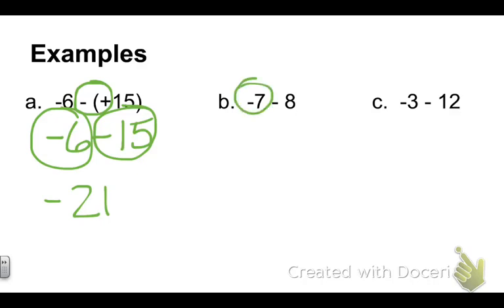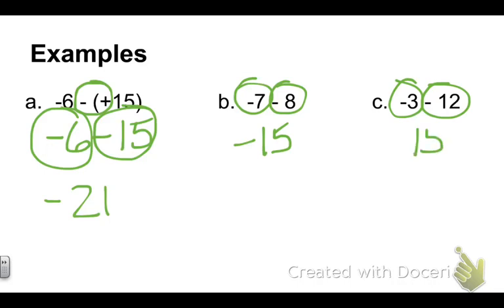Example B, negative 7, negative 8. They're the same signs, so add them. 7 and 8 is 15. Use that same sign. It's a negative 15. Example C, negative 3, negative 12. Same signs, add them. 3 and 12 is 15, and it's a negative.